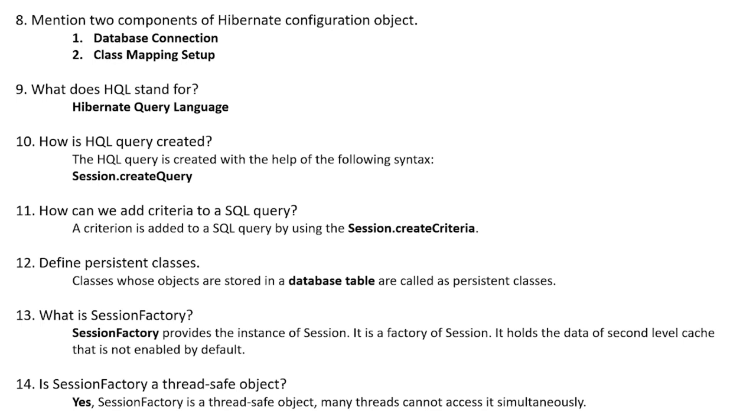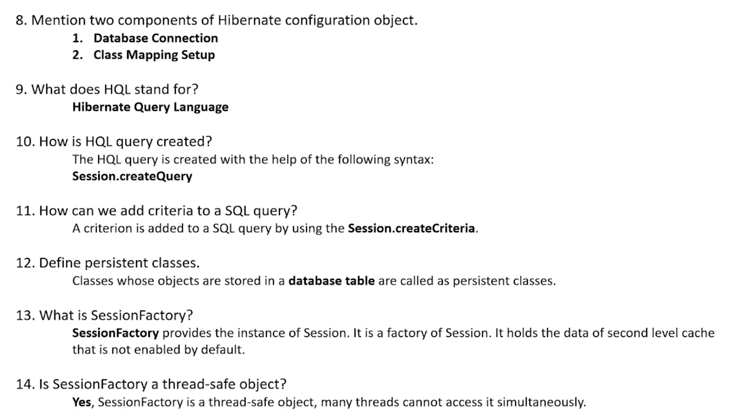Question 11. How can we add criteria to a SQL query? Answer. A criterion is added to a SQL query by using the session.createCriteria. Question 12. Define persistent classes. Answer. Classes whose objects are stored in a database table are called persistent classes.